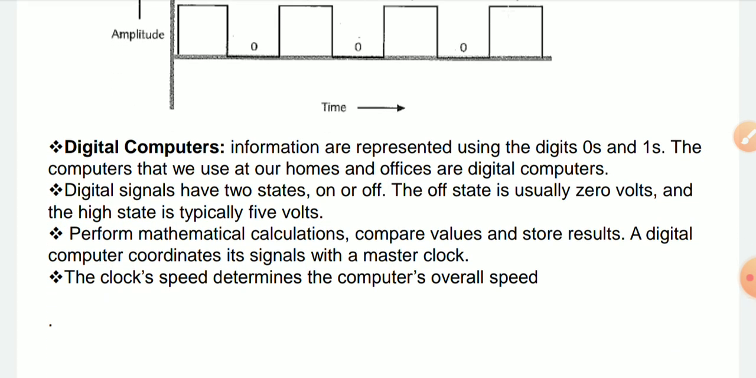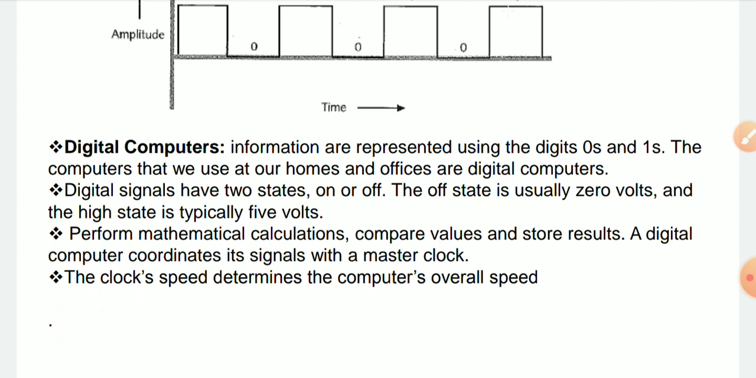Digital computer: information is represented in the digital computer in the form of digits, that is 0 and 1. You know that 0 and 1 are our binary codes. The computers that we use at our homes and offices are digital computers because the digital computer converts our high level language into low level language. Digital signals have two states, on or off.